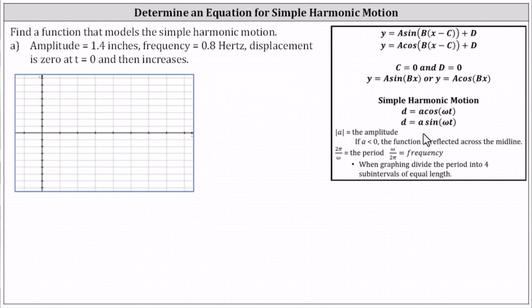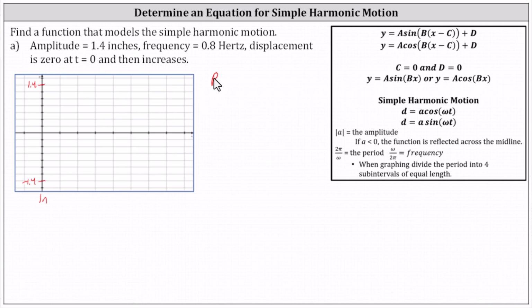Let's begin by graphing the given function. Because the midline is the horizontal axis and the amplitude is 1.4, let's mark positive 1.4 and negative 1.4 on the vertical axis. Now we want to mark one period on the horizontal axis, but here we're not given the period, we're given the frequency. Recall the frequency and period are reciprocals of one another.